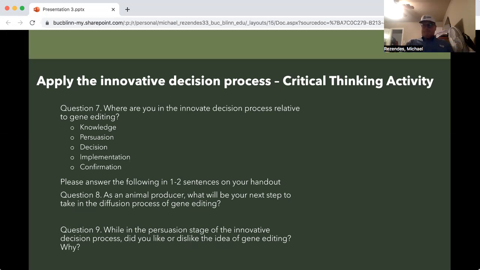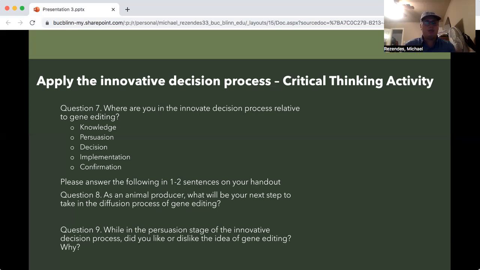Like we talked about, we should all be past the knowledge stage. So if we're an animal producer and we've done all our research, we can be in the decision phase or implementation phase. I would venture to say most of us are in the persuasion stage. Go ahead and jot that down on your handout. Next, we'll get into question 8. As an animal producer, and if you're not an animal producer, I want you to pretend like you are, what will be your next step to take in the diffusion process of gene editing?